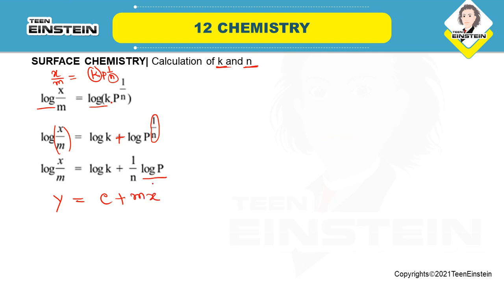So here x is log p, so we will take it in the x-axis, and y is log x by m, it will be in the y-axis. Log k is the intercept c, and slope is 1 by n. So from slope and intercept we can find the value of k and n. These two are the constants.